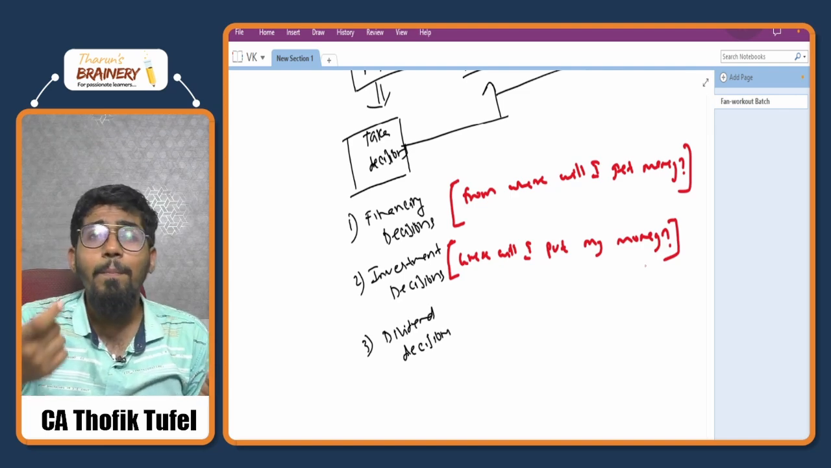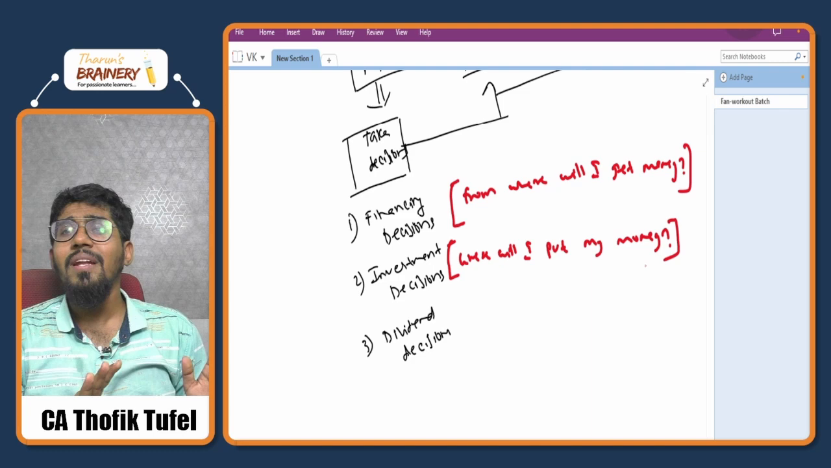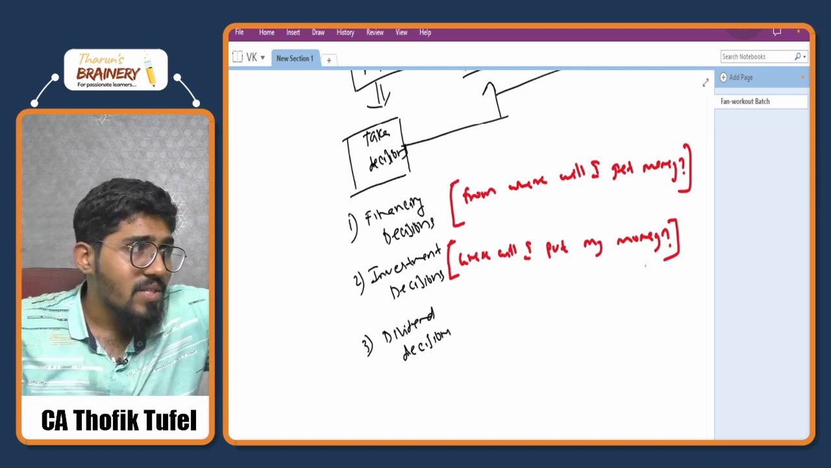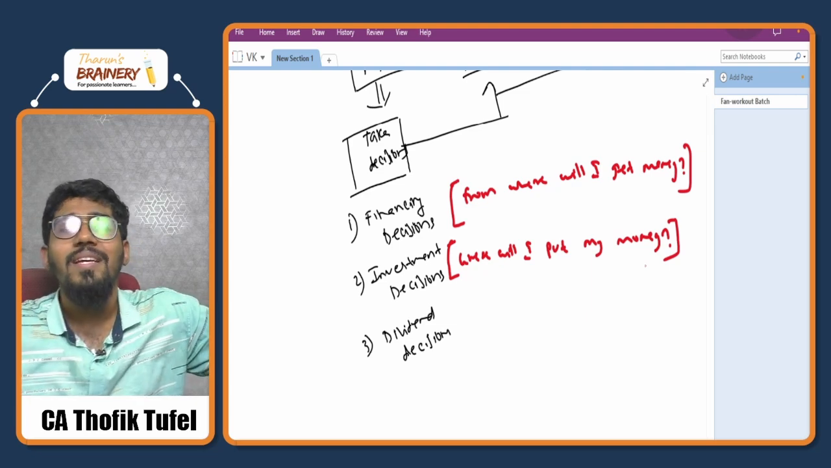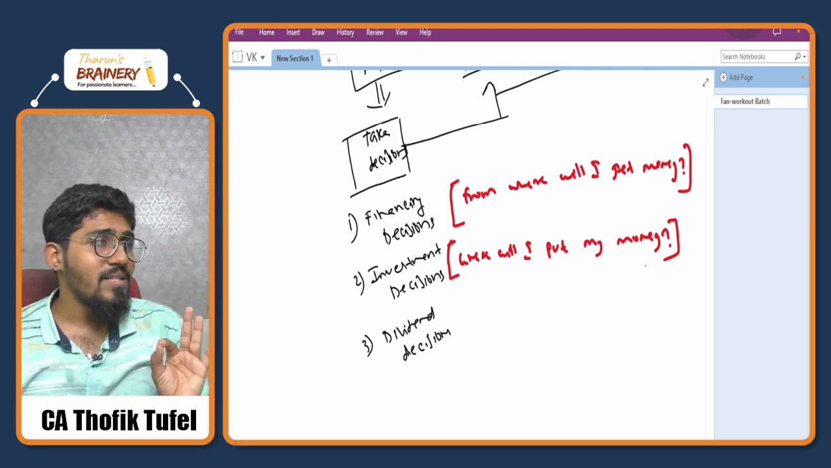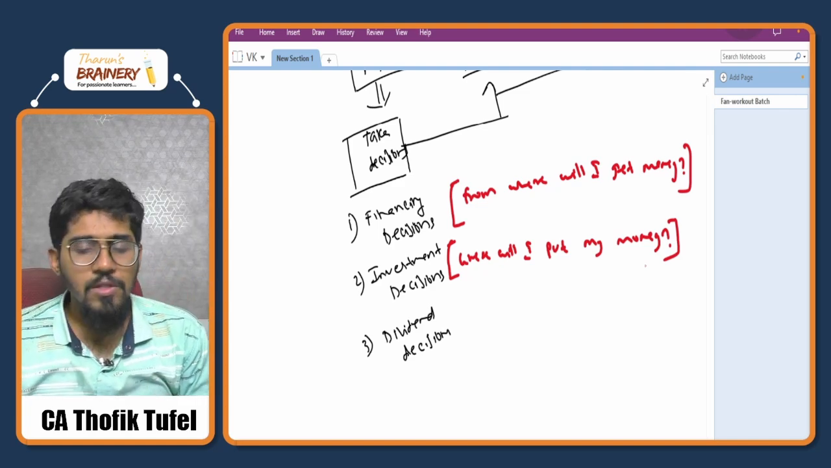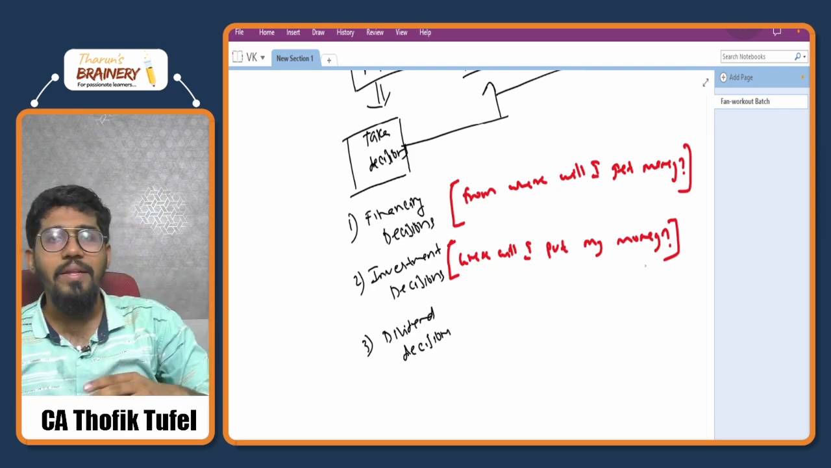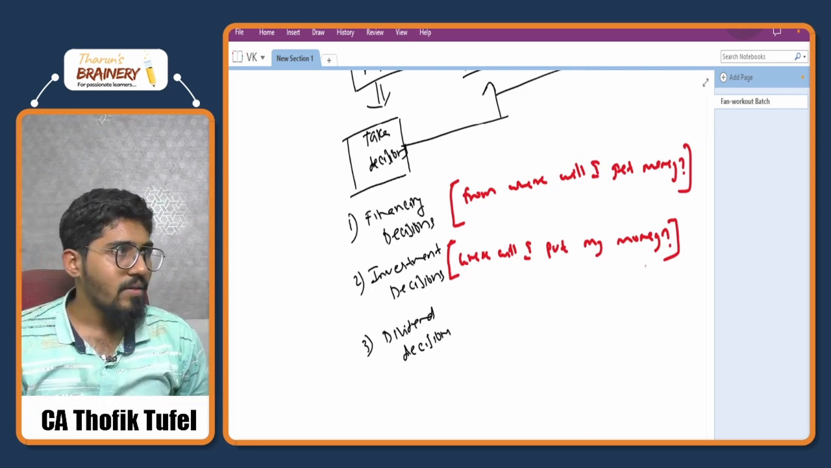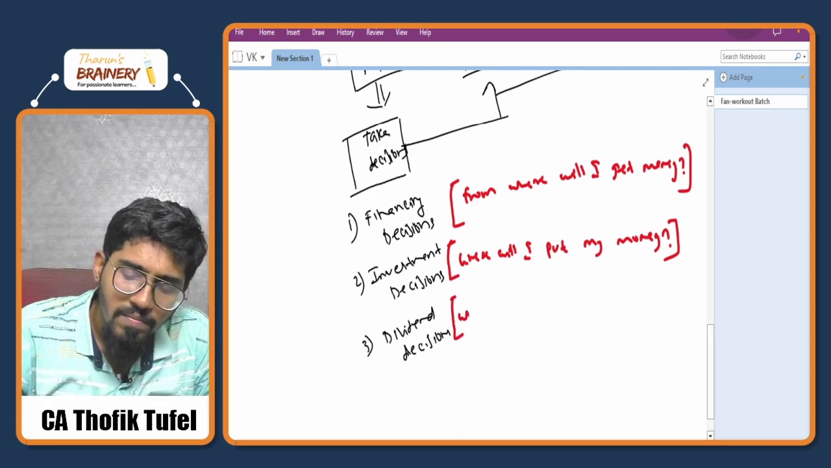A company distributing profit, that is called dividend. What is dividend? Dividend is nothing but distribution of profit. So the question is, should I reinvest into the business or should I distribute it as dividend? This question is answered by the dividend decision, which means what will I do with that return? So the first question: from where will I get the money? Second, where will I put the money? Third, what will I do with my return? That is the dividend decision.